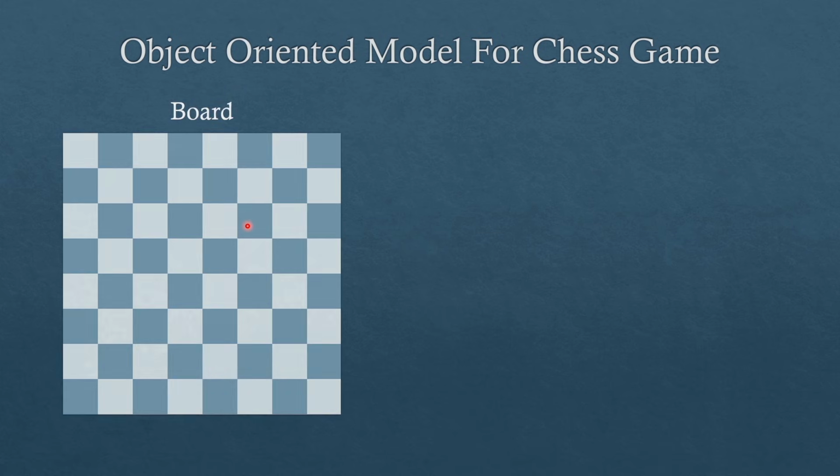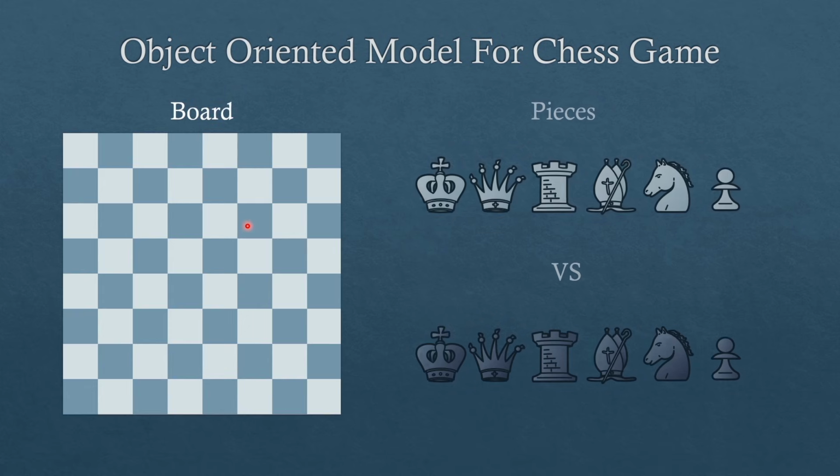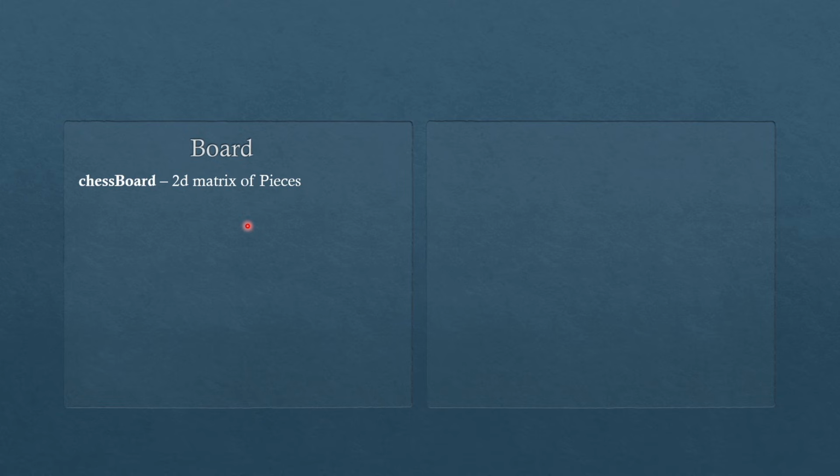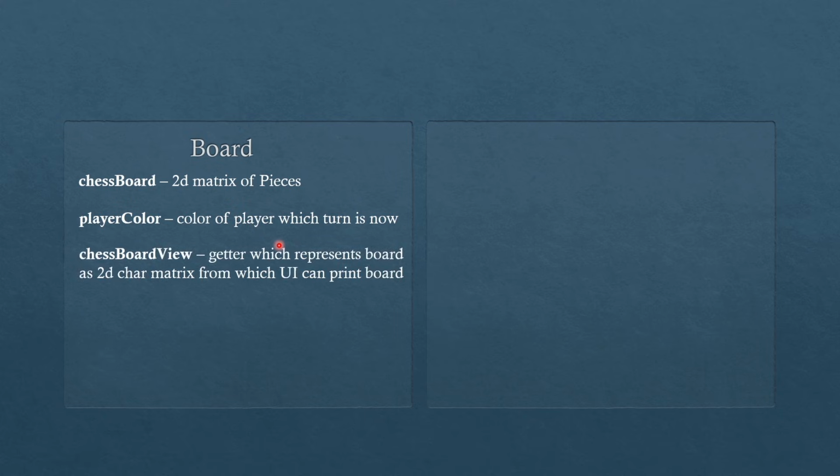On the one hand, we will have the chessboard, and on the other hand, the pieces. For the chessboard, we are going to have several basic properties like chessboard, which is a two-dimensional matrix of pieces, player color, which is the color of the player whose turn it is now, and chessboard view, which is a getter that represents the board as a two-dimensional matrix of characters from which the UI can print the board. For pieces, we will have FEN char, which is a short name for the piece. For now, you don't need to worry about FEN notation. We will talk about that later.